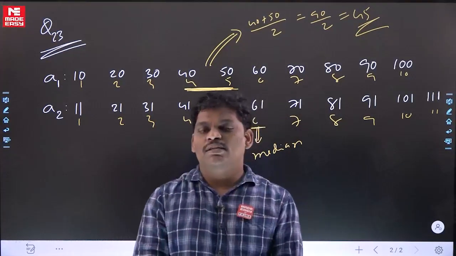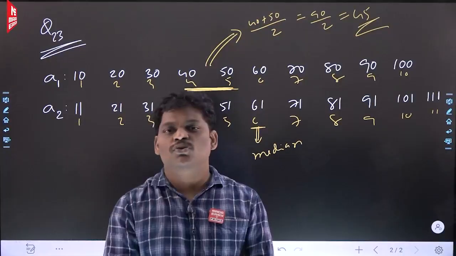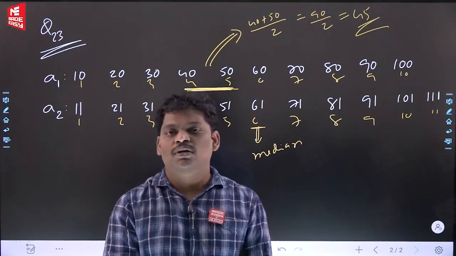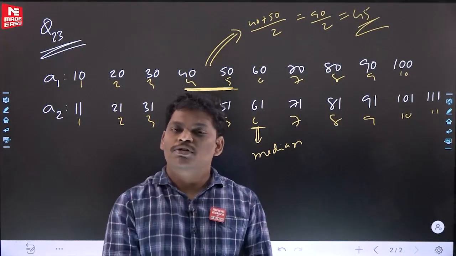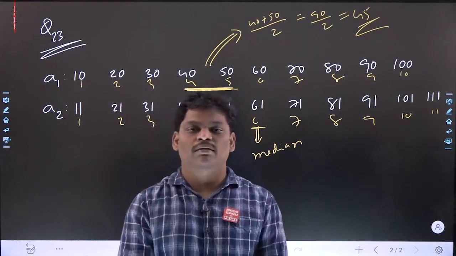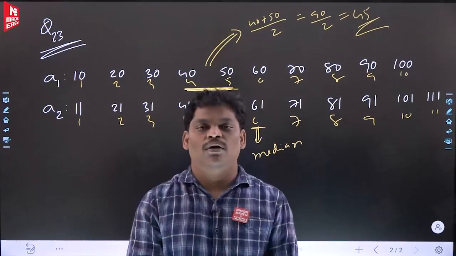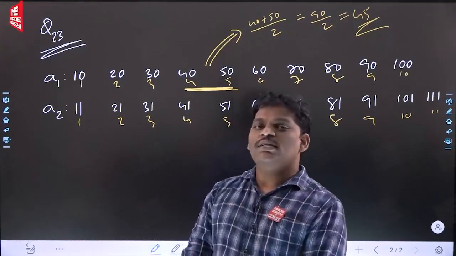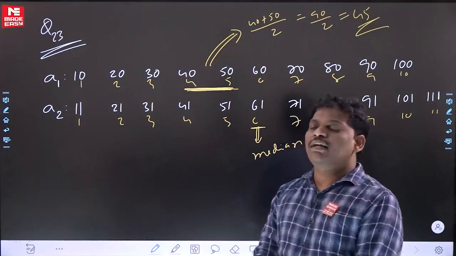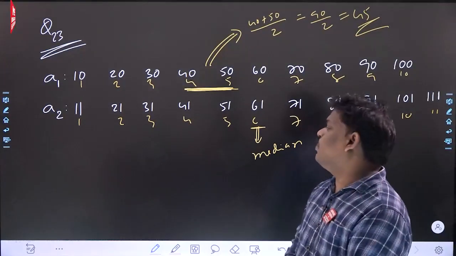Some people are asking, sir, if they are not sorted, then what is the answer? If they are not sorted, if you want to find out median, first you have to sort, then find the median. Sorting will take maybe n log n time, n log n plus constant, finally n log n. Because both are given sorted, finding median is directly constant time, because you can directly take the middle.